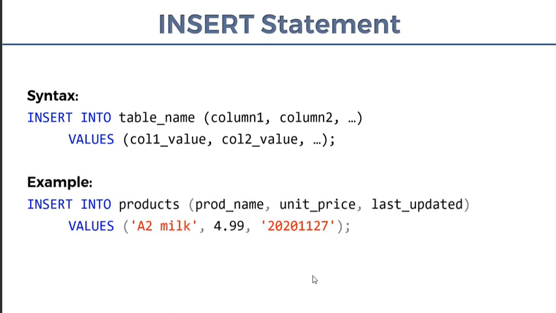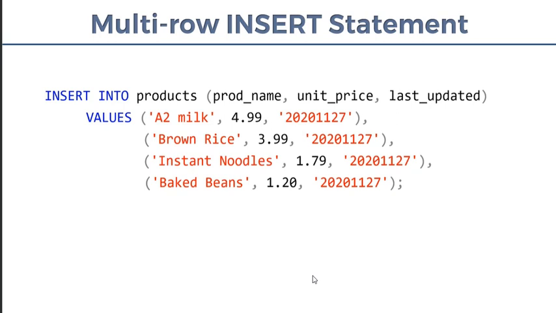See, if you want to insert some data into products, like product name, unit price, last updated, like that, product name is milk, unit price, like that, you can insert any data. You can create any table by using the create table syntax, and you can insert data. Values like this, you can add multiple rows by using commas, first row, second row, third row, fourth row, like this.